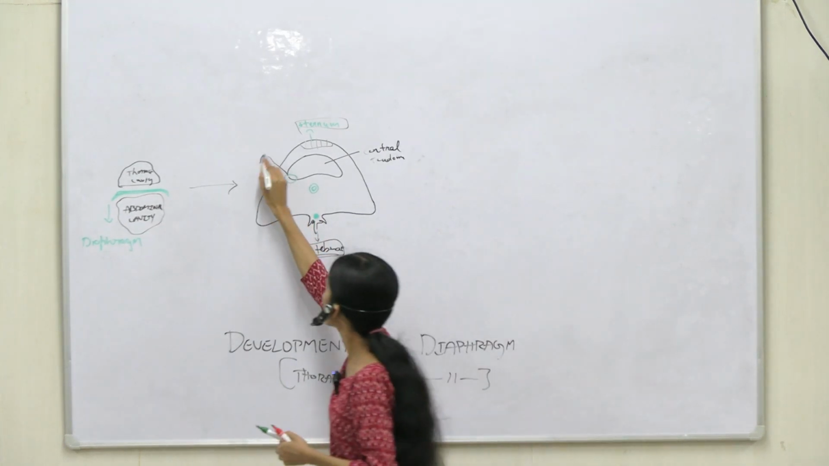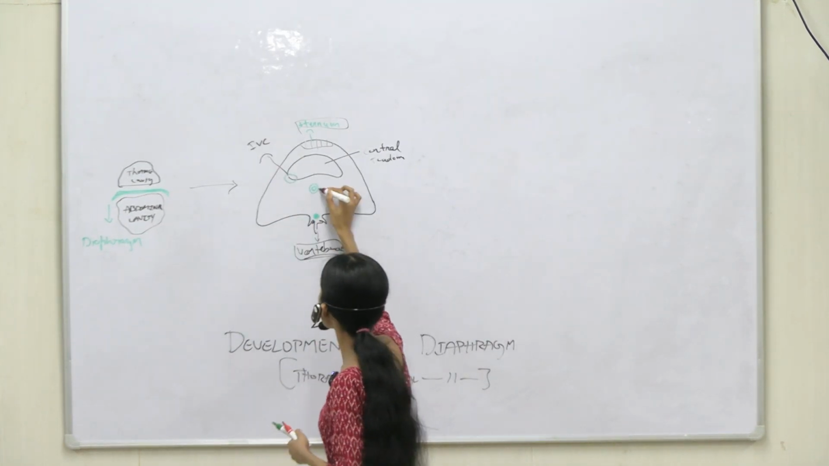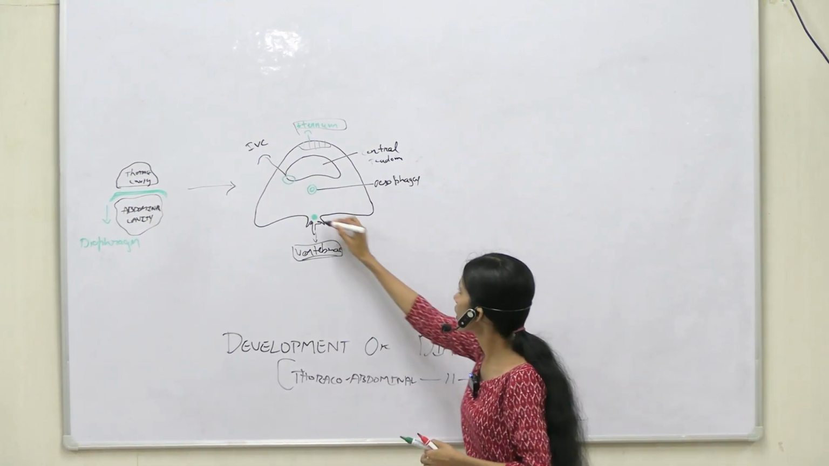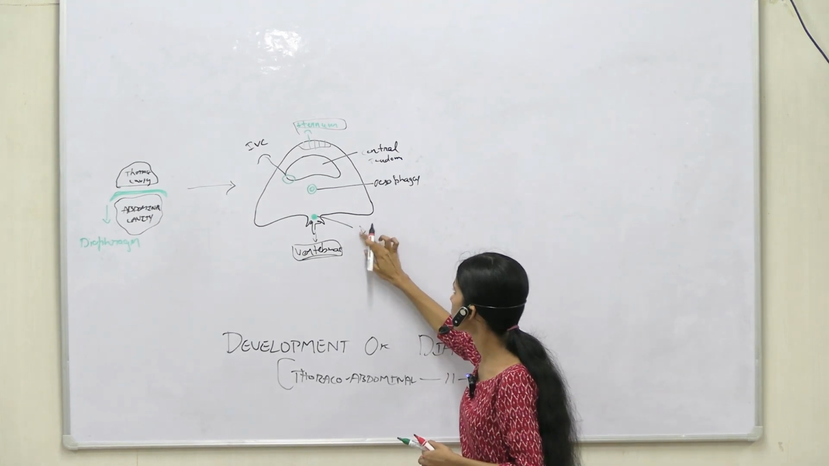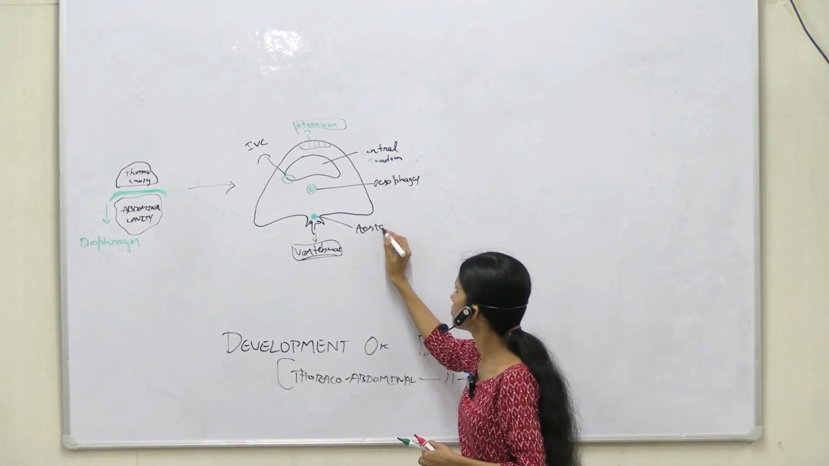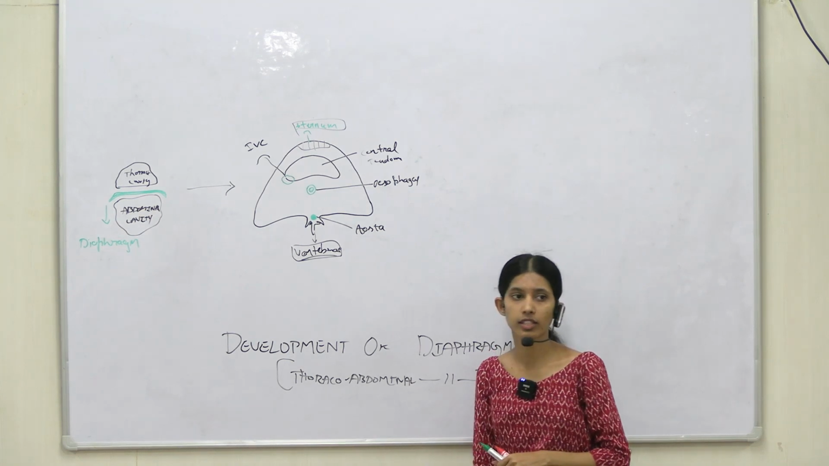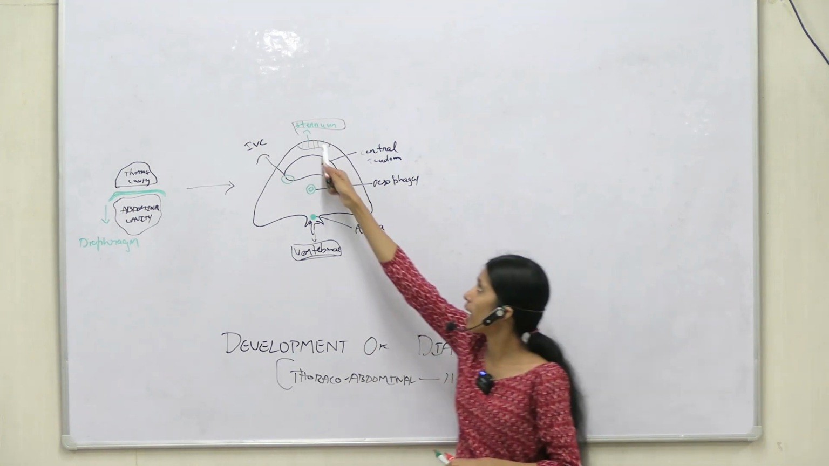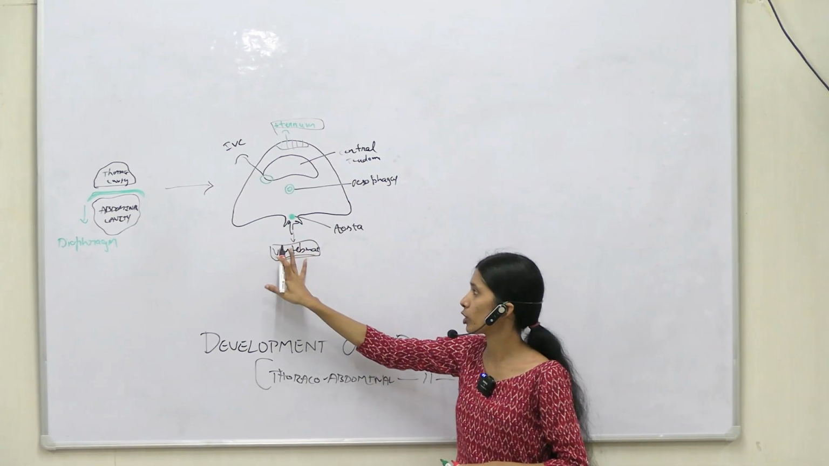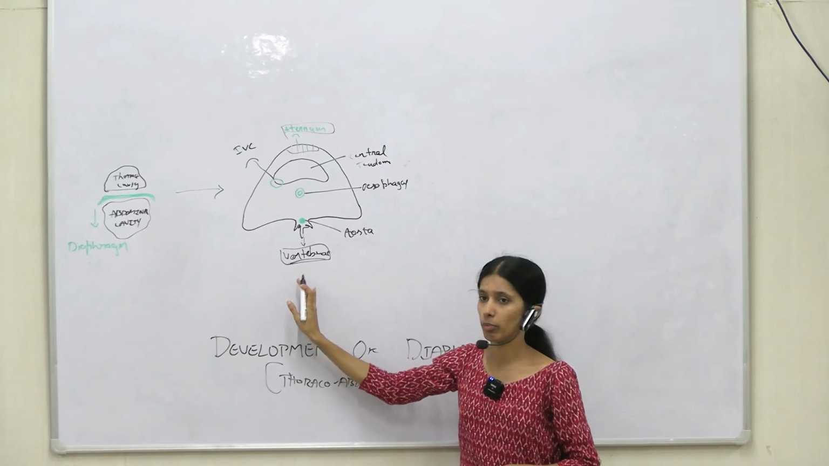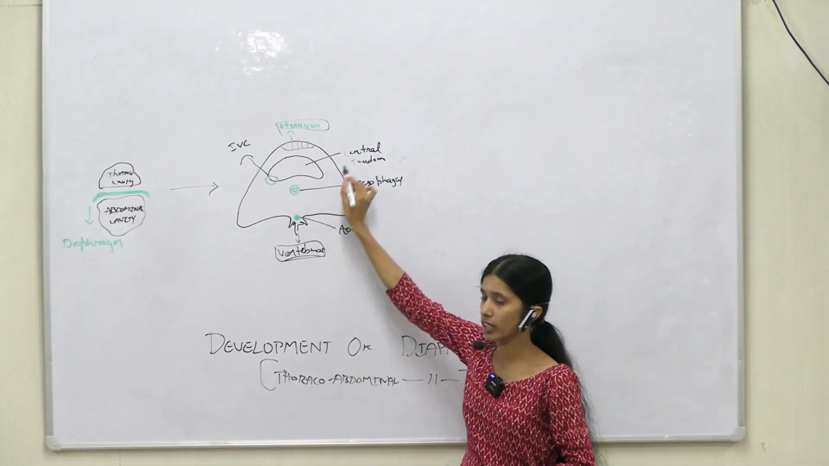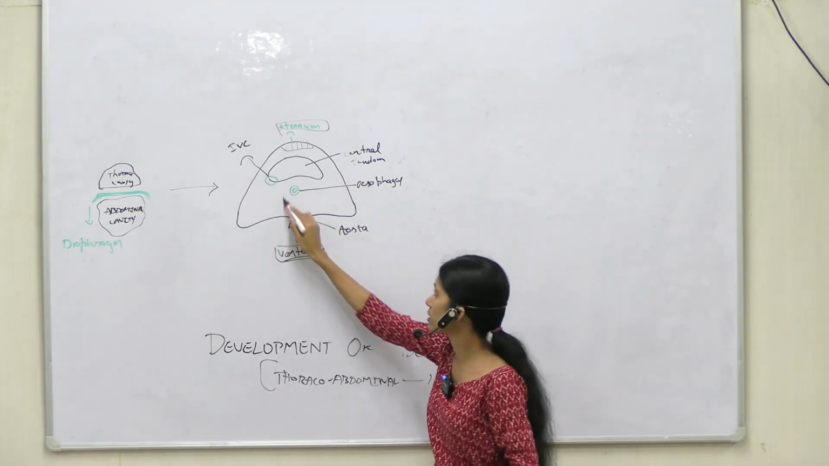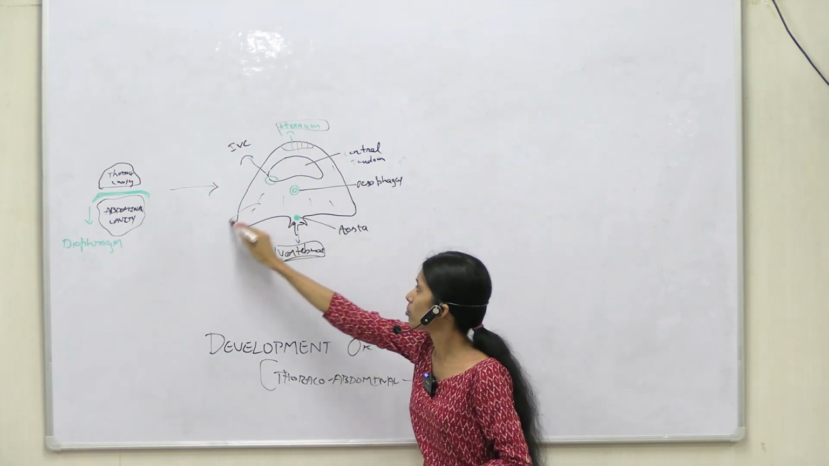This is your IVC, inferior vena cava. This is the esophagus and this is the aorta. Okay, these are the few important structures we see in the adult diaphragm. On the anterior aspect we have sternum, on the posterior aspect we have vertebrae. Inside the diaphragm we have central tendon, inferior vena cava, esophagus and aorta, and this is the muscle part.